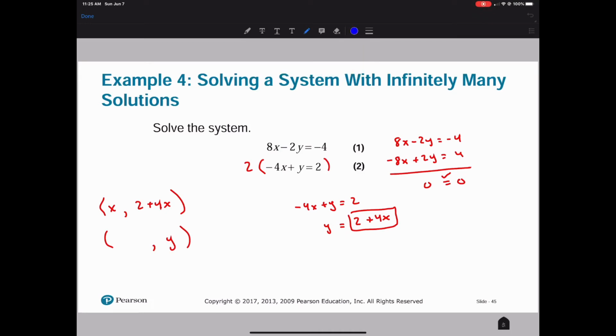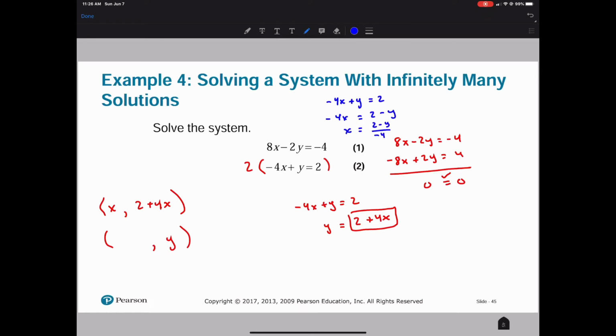All right. So if we were doing it with respect to y, let's say we use the same thing, we have negative 4x plus y is equal to 2. So we could just do what? Negative 4x is equal to 2 minus y. So x is just equal to (2 minus y) over negative 4.